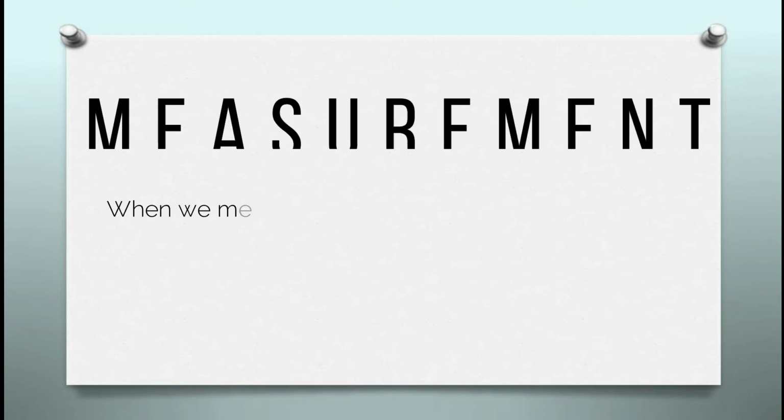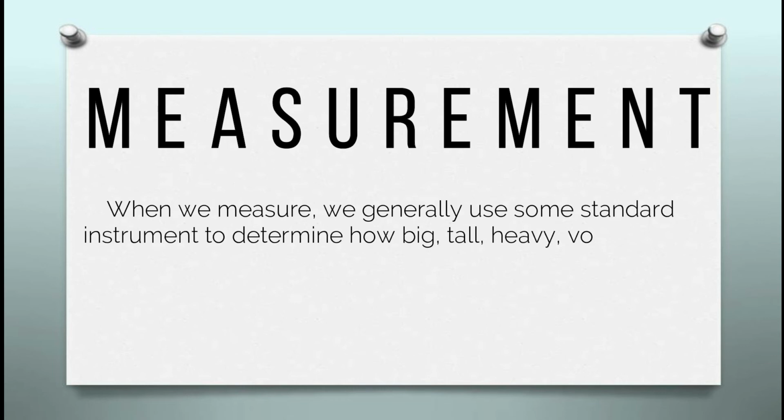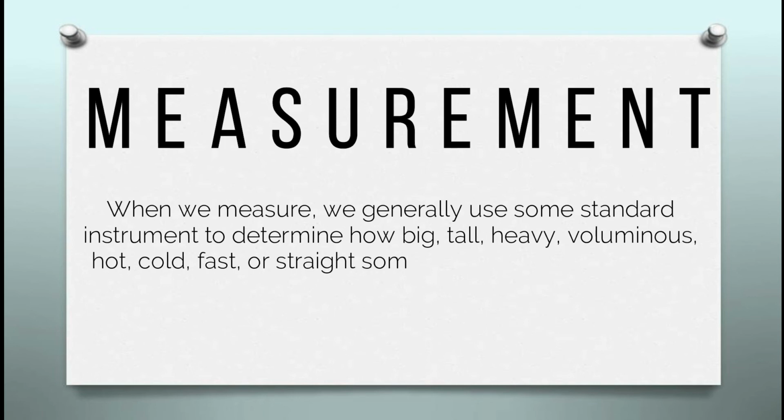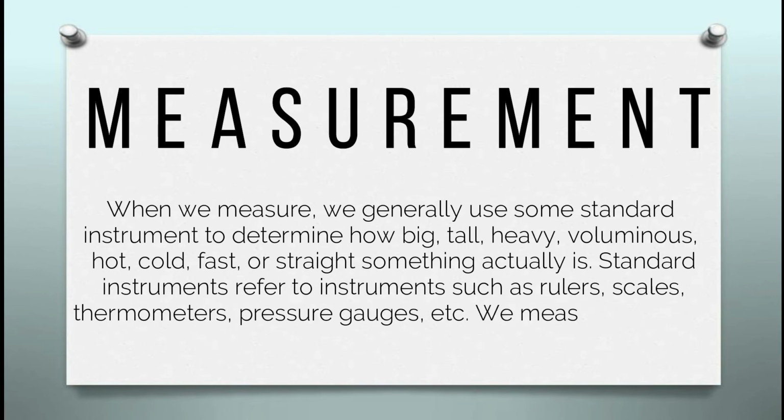However, when we measure, we generally use some standard instrument to determine how big, how tall, how heavy, how voluminous, how hot, how cold, how fast, or how straight something actually is. Standard instruments refer to instruments such as rulers, scales, thermometers, pressure gauges, etc. We measure to obtain information about what it is. Such information may or may not be useful depending on the accuracy of the instruments we use and our skill at using them. There are few such instruments in the social sciences that approach the validity and reliability of, say, a 12 inch ruler.